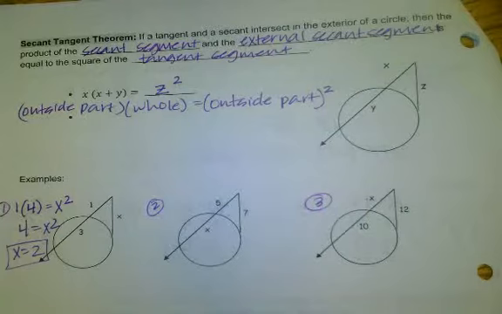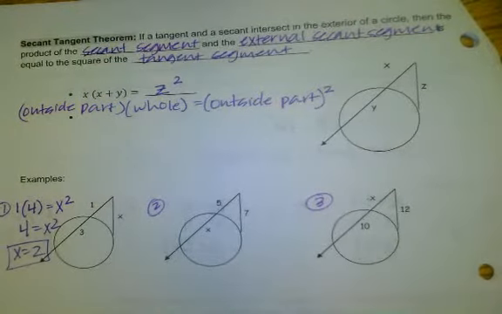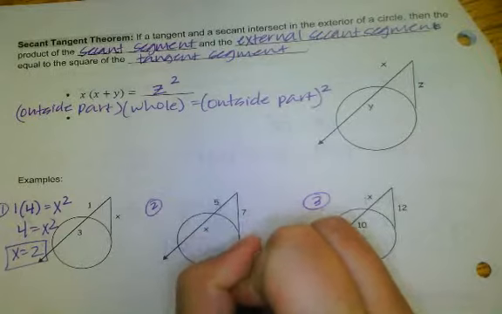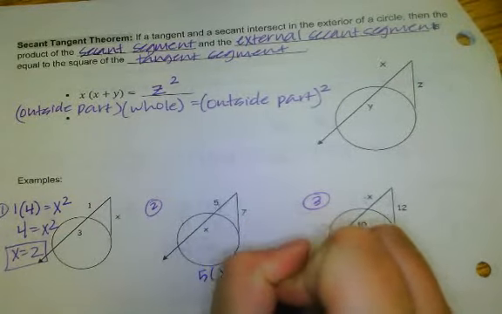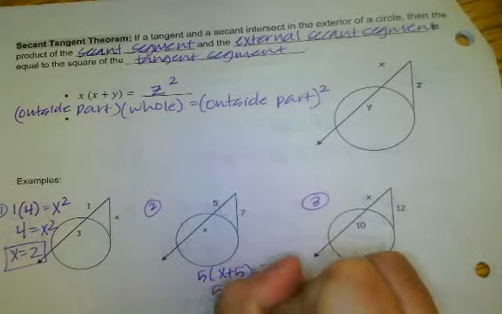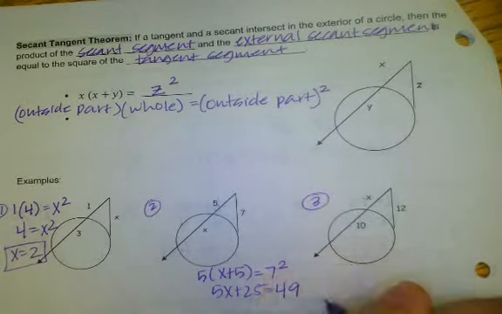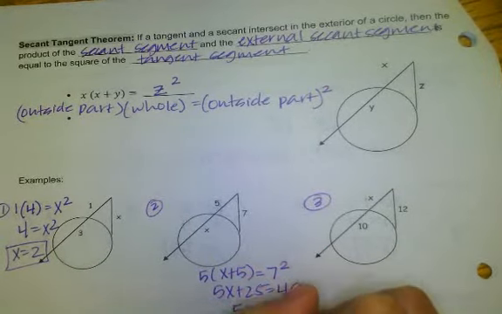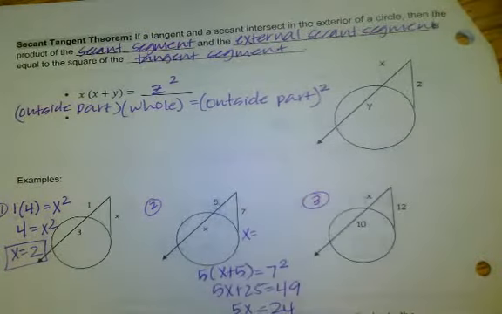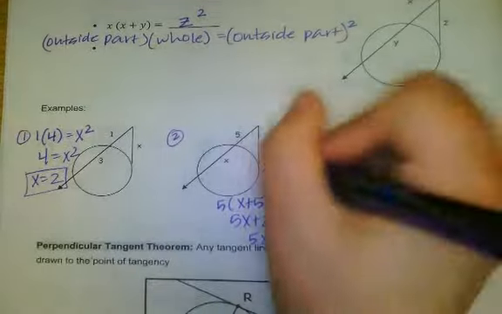Okay, how do you guys set up number 2? 5 times x plus 5 equals 7 squared, so 5x plus 25 equals 49. And then you get 5x equals 24, x equals 4.8.